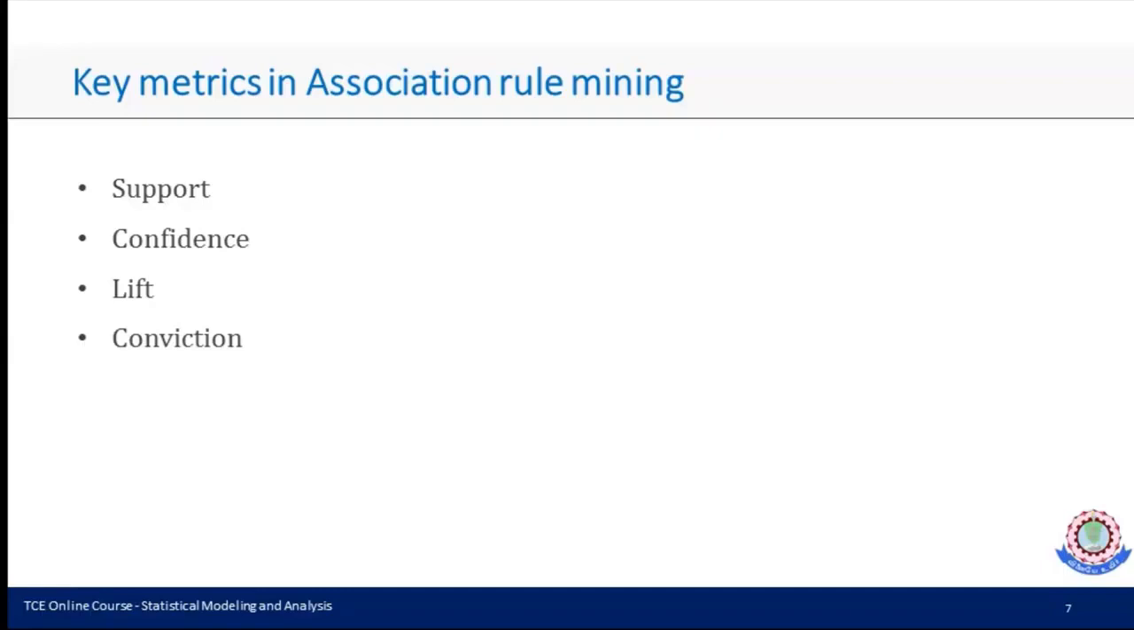And the third measure is lift. Here, lift is concerned with identifying how many times more often X and Y occur together than expected if they were statistically independent. Note that this doesn't follow the downward closure property.